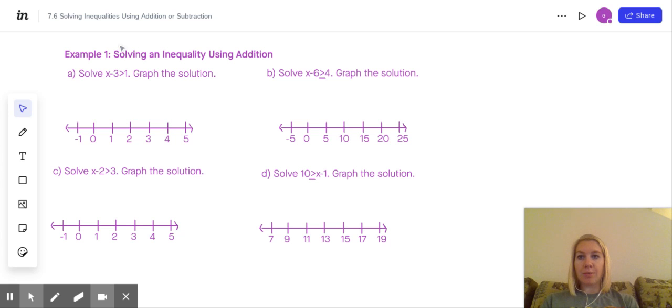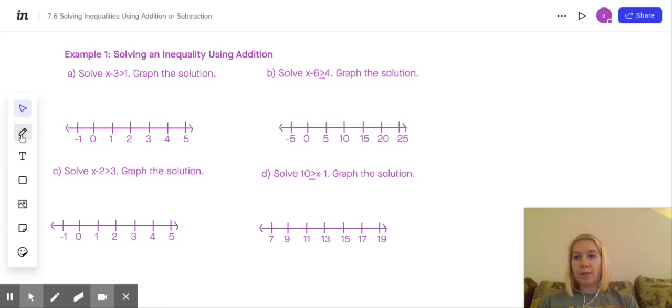Okay, let's go over example 1, which is solving an inequality using addition. And this is part of chapter 7, section 6, solving inequalities using addition or subtraction. Problem A says to solve x minus 3 is greater than 1, and then we need to graph the solution.